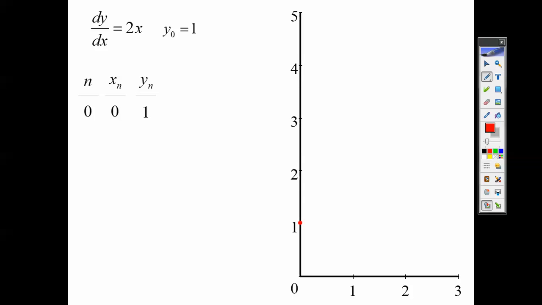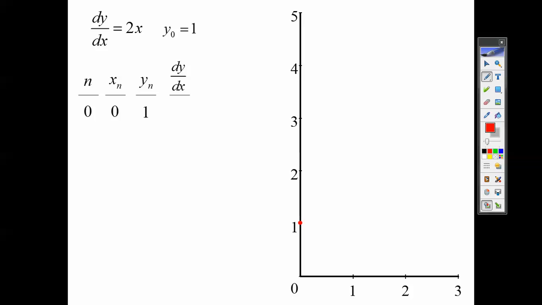The only one. But what we do know is the slope, right? So here's the key now to Euler's method. The next column is going to be the slope column. You can just write y prime if you want, or dy over dx, either way, doesn't matter.